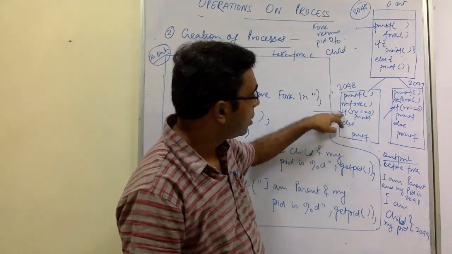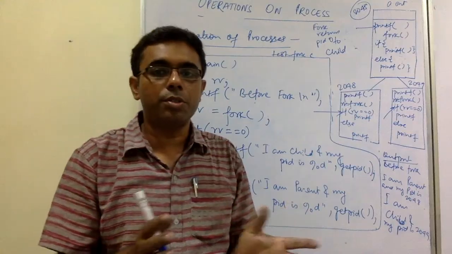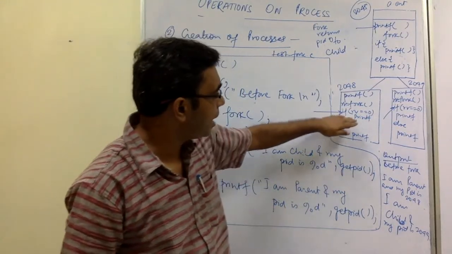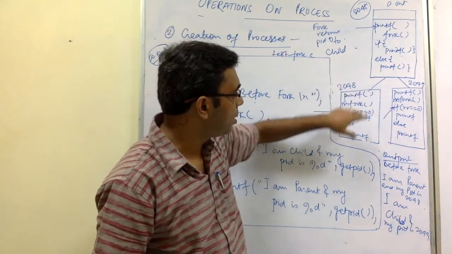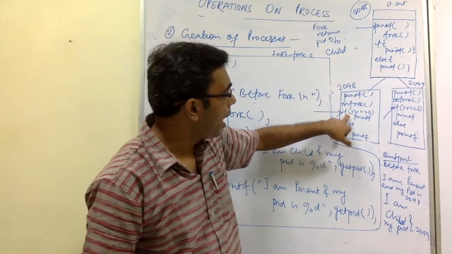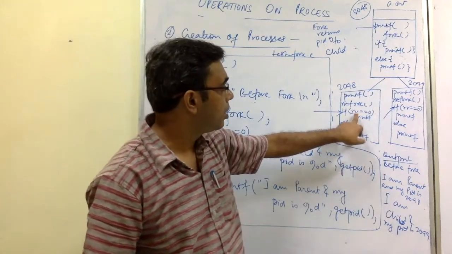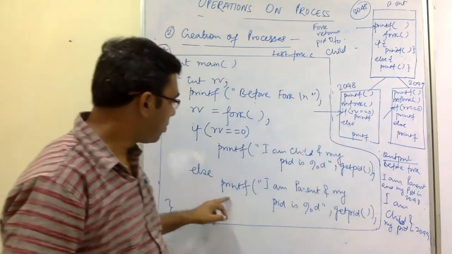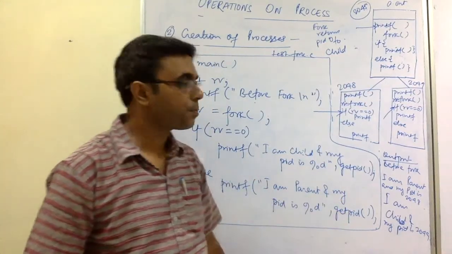Now we look at the line following the fork, because the execution now starts in both processes from the line following the fork. If it is the parent, the if condition is checked, and the condition becomes false because for the parent the return value is not equal to 0. So it falls into the else block and prints this line. That is, I'm the parent and my PID is this.